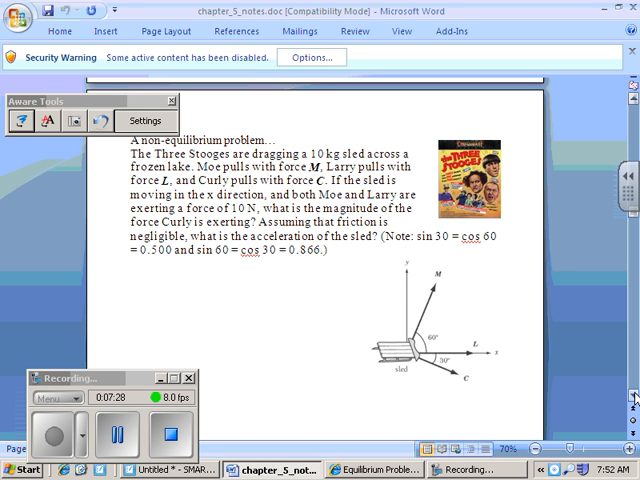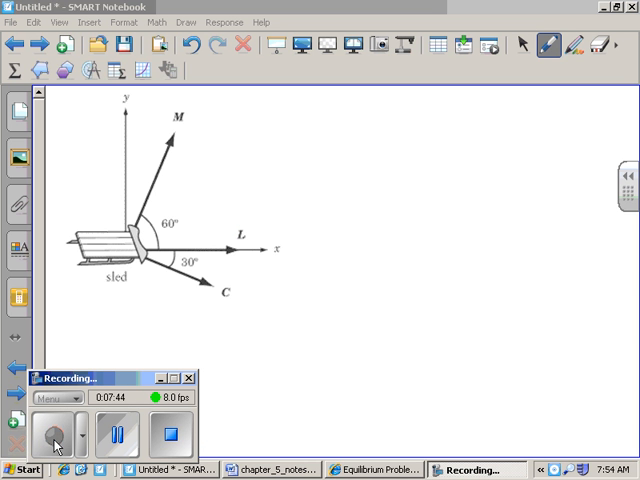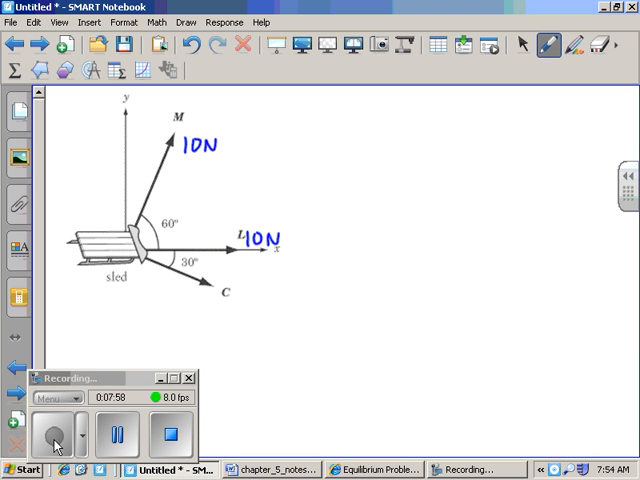Now, in this case, we have to add up these three forces with vector addition. I have brought this over to the smartboard so we can work with it a little bit easier. The problem said that Moe and Larry are each exerting a force of 10 newtons. And it says that the sled is actually moving in the x direction.